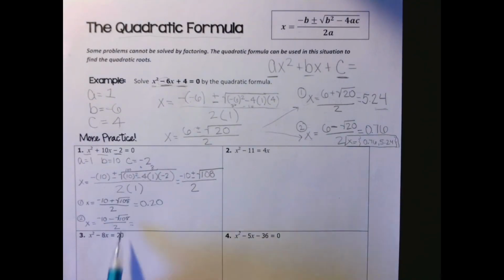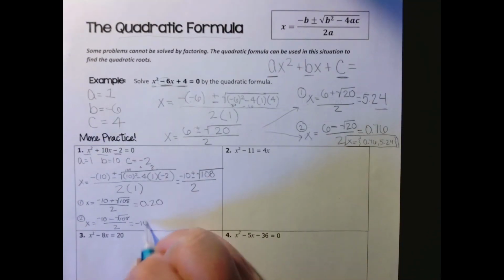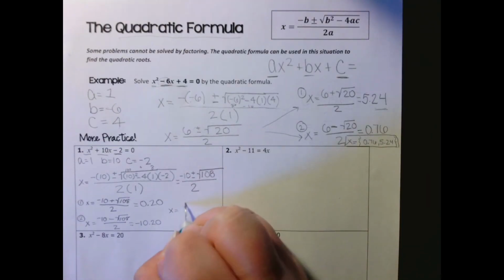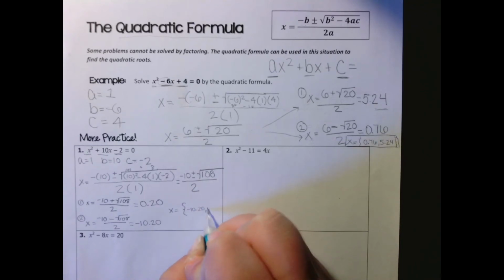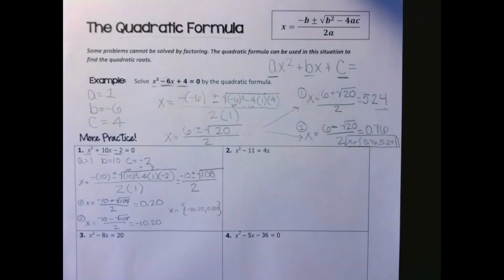And then when I plug my other one in, I have negative 10 minus the square root of 108 divided by 2. And that is going to give me negative 10.196, and I'm going to round that up to negative 10.20. Then I'm going to take and write my answer in those brackets. So I have negative 10.20, comma, 0.20, close brackets, and this will be my final answer. So I can plug both of these values in for x to satisfy this equation.